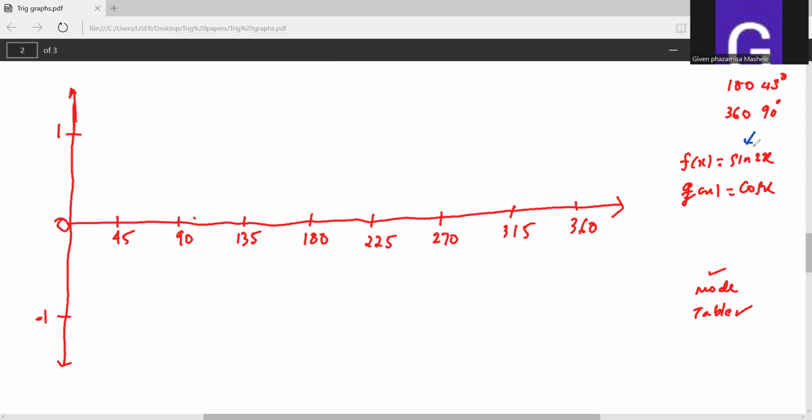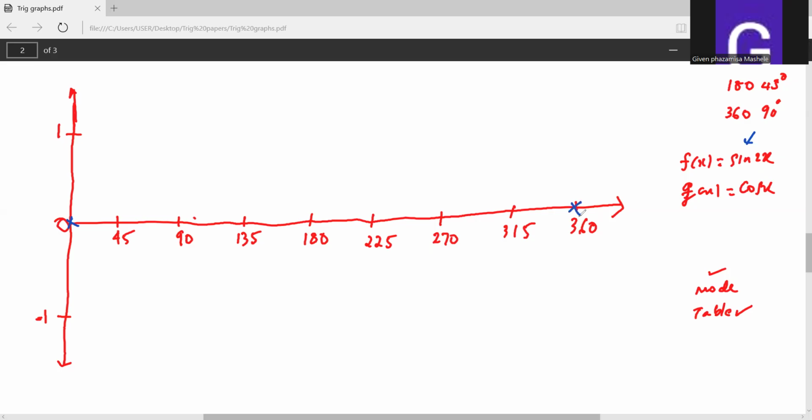Then you press equals, then equals again. Some calculators will show a g of x, but some will just show the start. Then you just press equals, then the start will be the starting point. We want to sketch the graph from 0, so the start is going to be 0. The end will be 360 degrees. We want to end at 360 degrees.